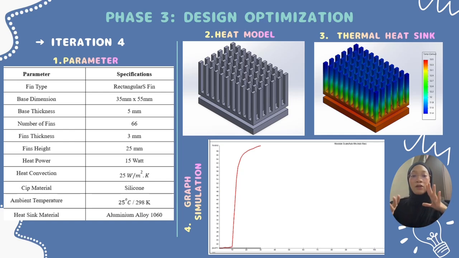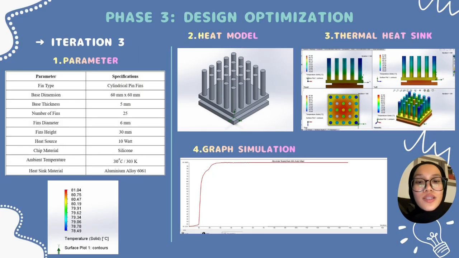Also here, I have conducted a graph simulation to show the maximum temperature the iterations conduct. That is all about phase 3 design optimization based on different types of iterations. So let's move to iteration 3, design optimization.